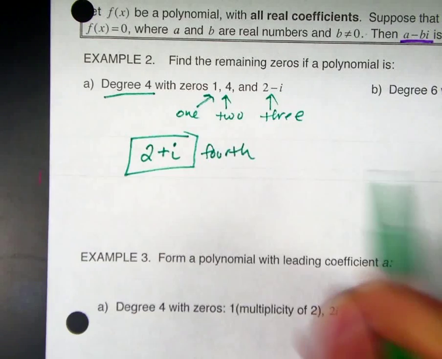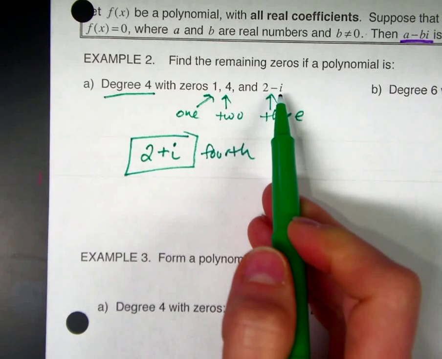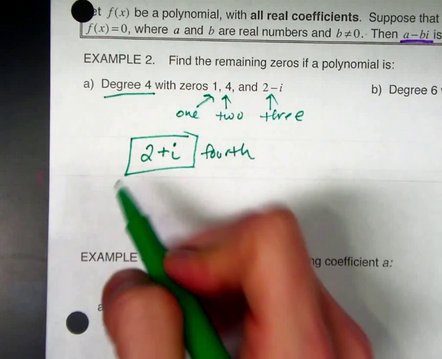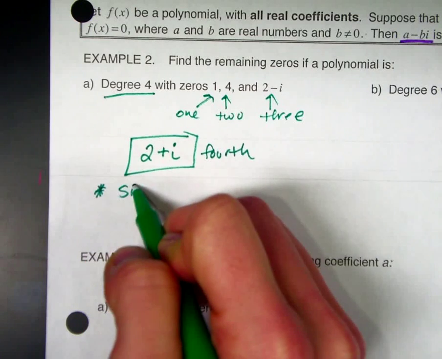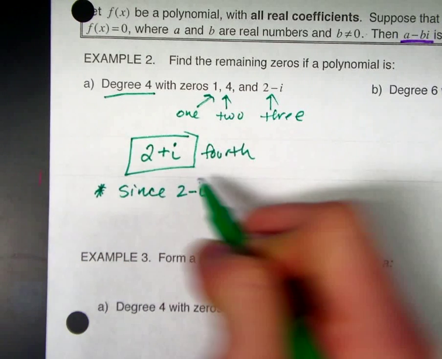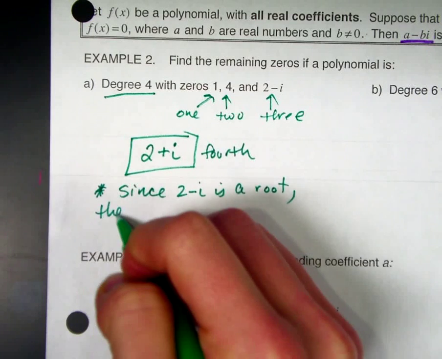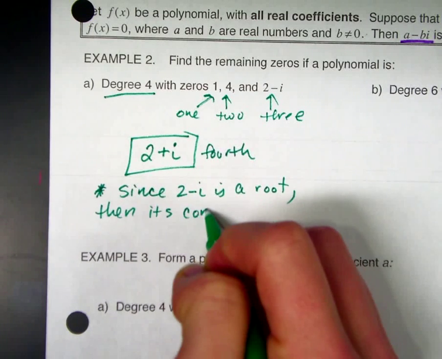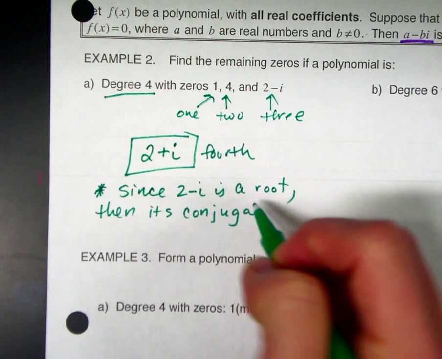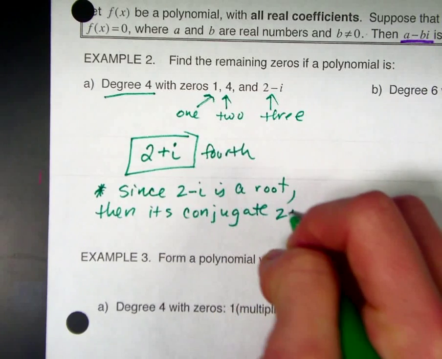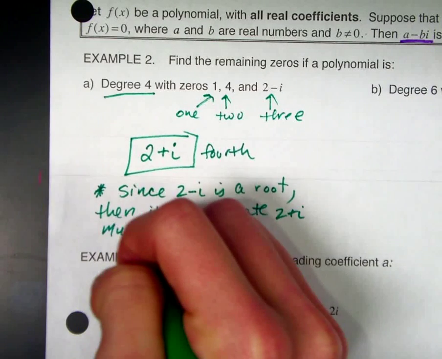All right, because if you have a complex number, in this case, since 2 minus i is a root, then its conjugate, 2 plus i, must also be a root.